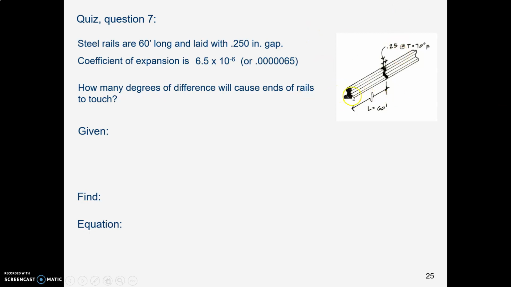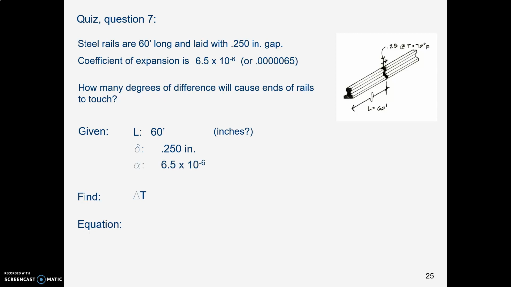This one kind of turns it on its head a little bit. So here are these same rails. They're laid in cold weather with a 1/4 inch gap between them. The question is, how many degrees of difference will cause the ends of the rails just to touch? All right, what are we looking for now? We're looking for delta T. We're given the length, and again, we're going to convert that to inches, 720 inches. What else are we given? We've got the deformation. We're looking for how much causes it to expand 1/4 of an inch.